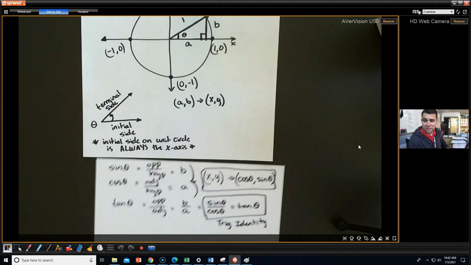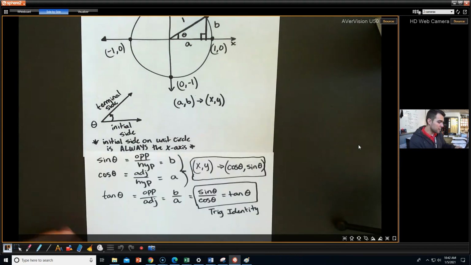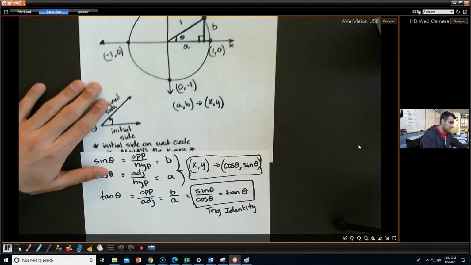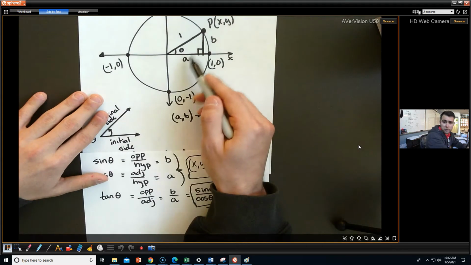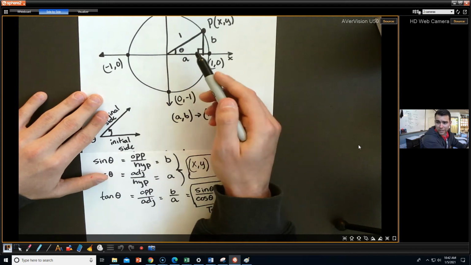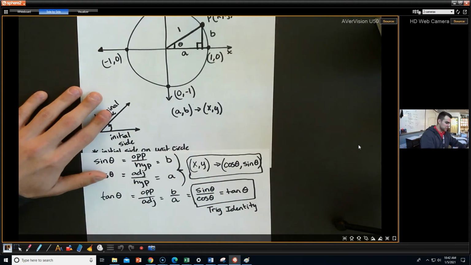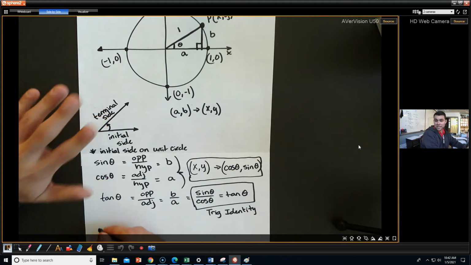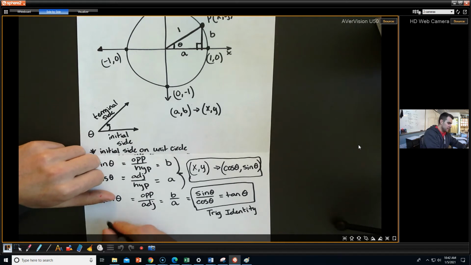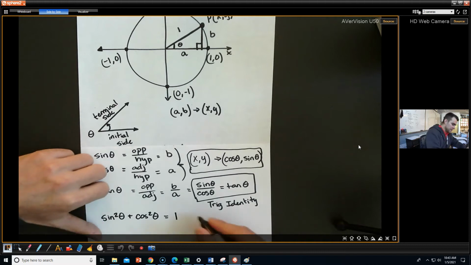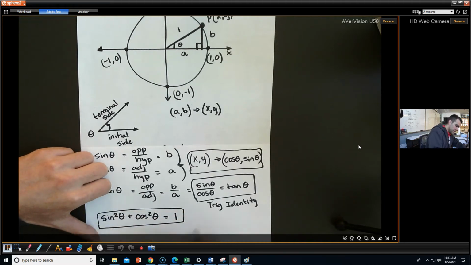And speaking of Pythagorean's theorem, there's actually one more interesting identity we can get out of this, and that is using Pythagorean's theorem. If I use Pythagorean's theorem, a squared plus b squared equals 1 squared, so a squared plus b squared equals 1. I know what a and b are in terms of sine and cosine, so this one's actually called Pythagorean's identity, and it goes like this: b squared plus a squared equals 1 squared, right? And that is another trig identity.